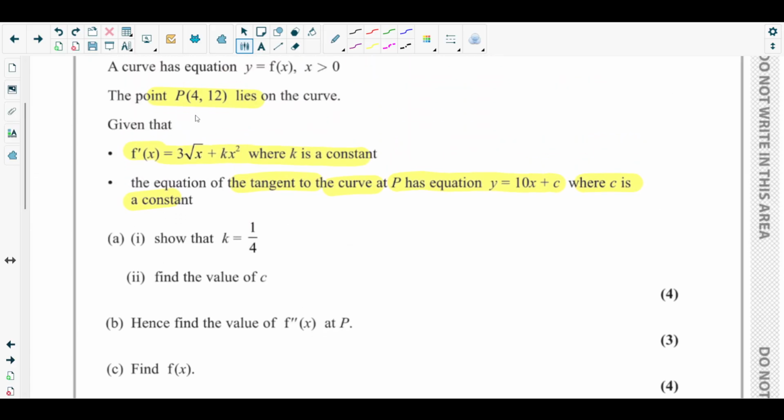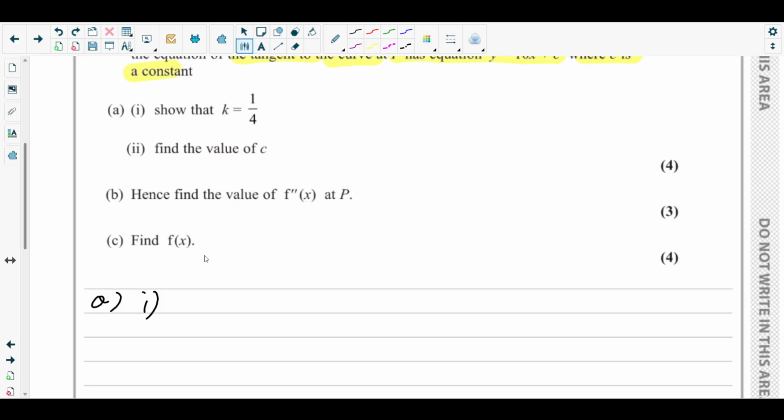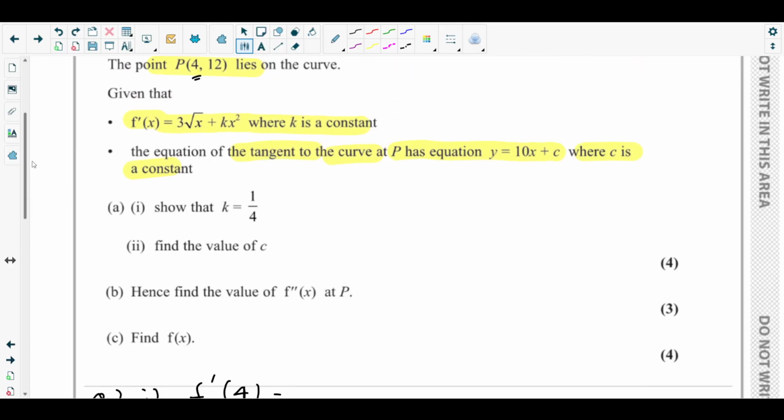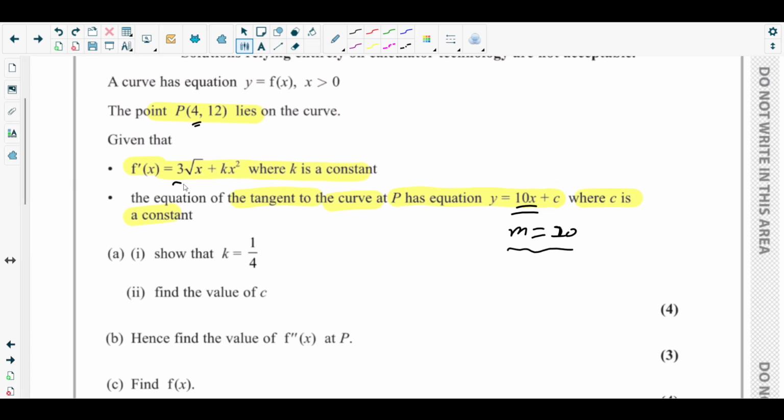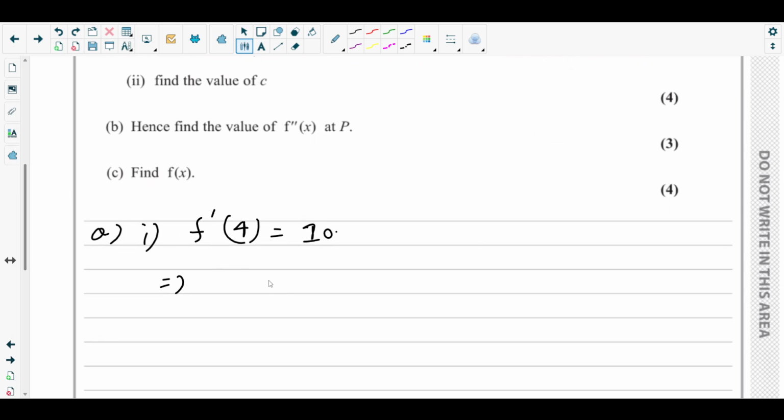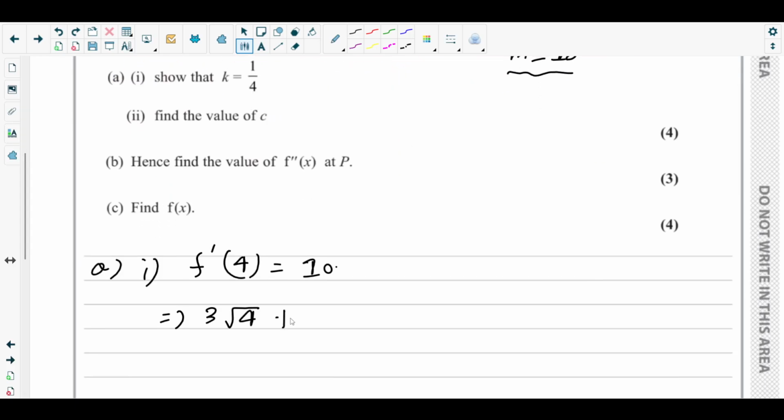At the point P the x coordinate is 4. So f dash 4 equals how much? The gradient of the tangent is 10. That means the gradient of the curve is also 10. So f dash 4 equals 10. We just need to put x equals 4 into the equation of the first derivative. So 3 square root of 4, then plus kx squared, so 16k equals 10.